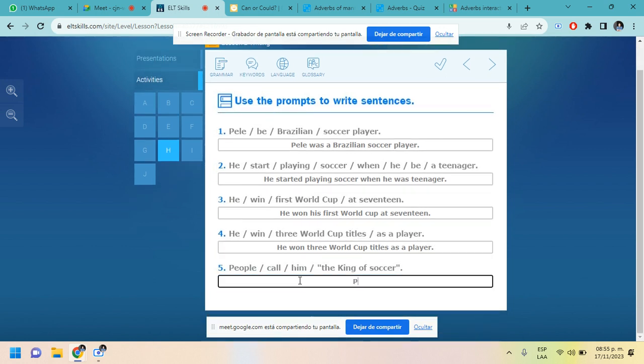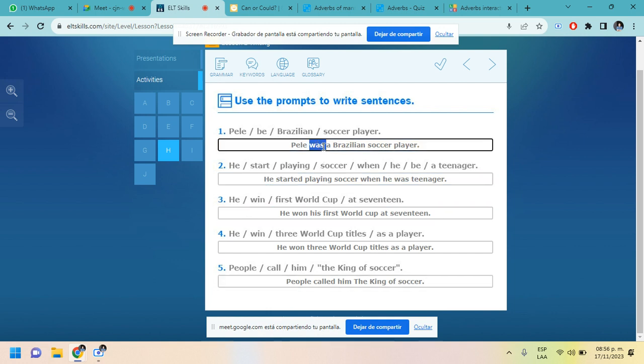And to finish, people, the very last. Yes, collect him. The king of soccer. You see? People called him the king of soccer. You see? This paragraph now, these sentences now are in past tense. The past of be is was. Remember, was or were. Started when he was. He won. The past of win, called, the past of call.